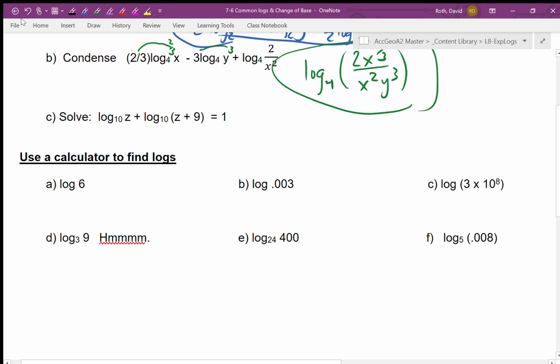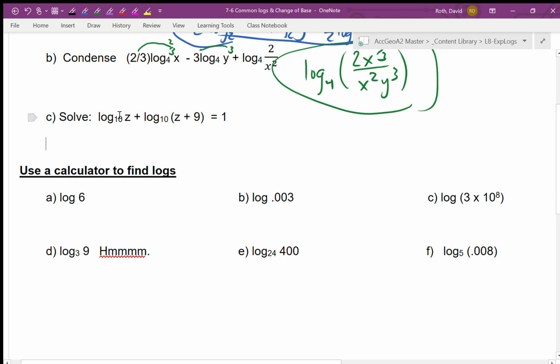Solving. Wonder if I could use some more space. I think I'll give myself some more space. On this one, we can't solve it straight away, but we can say, fine, log base 10, we're going to condense this now. Things that are added can be put into a single log, I'll put a bracket, z times z plus 9 equals 1. And then we remember our mapping rules. It says this 10 to the 1 power equals all that. So 10 to the 1 equals z times z plus 9.